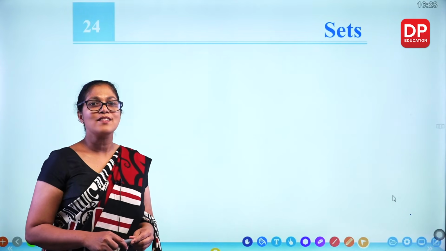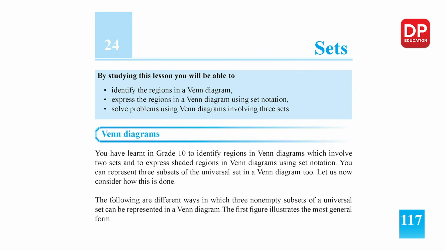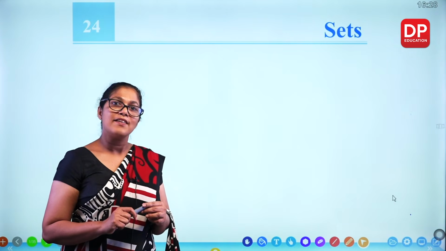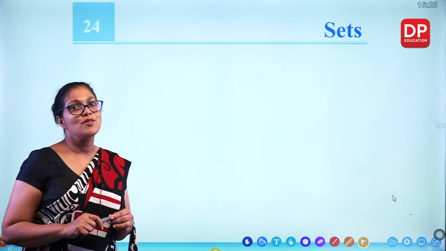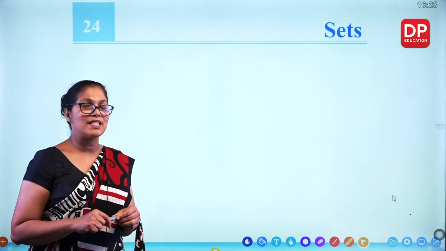Grade 11 students, today I am here to teach you chapter 24 in your textbook, which is called Sets. In grade 10, you started to do sets and we'll see more about sets in this unit.